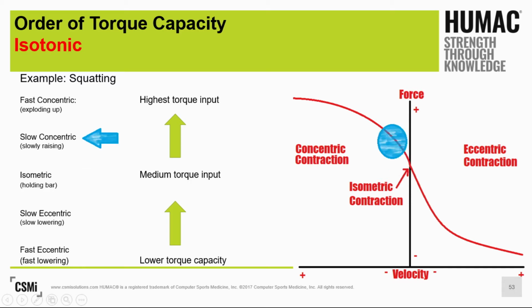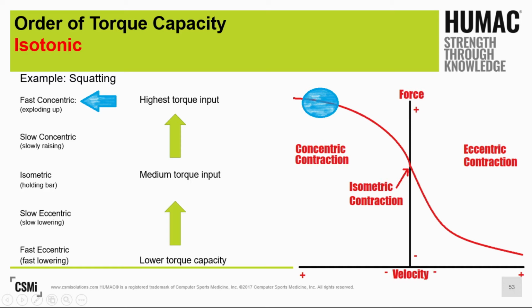So now I'm going to raise up concentrically but slowly. On the graph, that's moving just to the left of that isometric point. But if I want to accelerate it up faster, I have to give more force. If I give enough force to overcome both the weight of the bar and my body weight, then I'll jump. So this is just a long-winded description of the difference between isokinetic and isotonic speed selection.